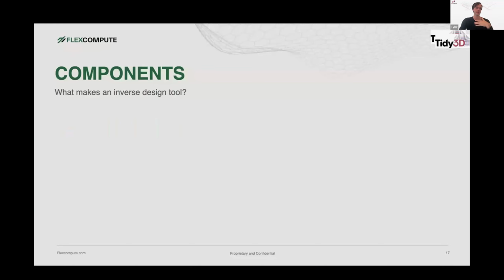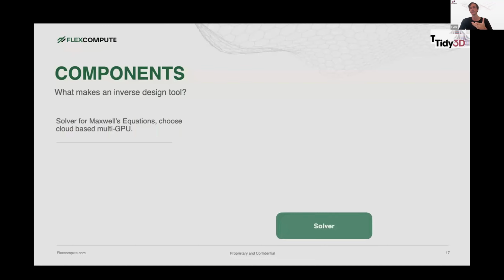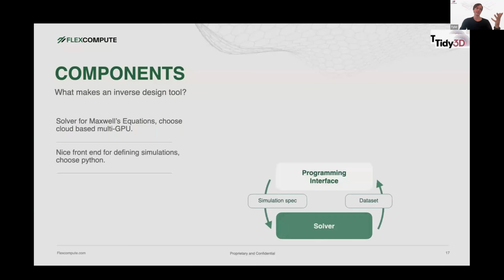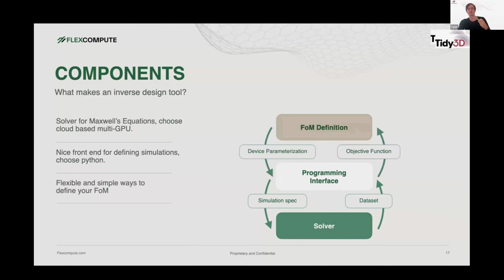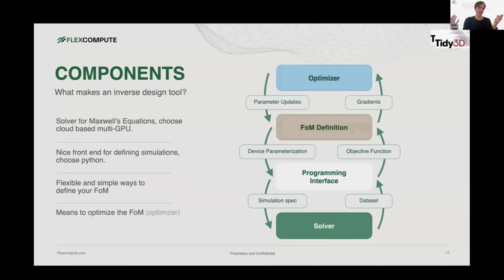First, I'll breeze through what components you need for an inverse design tool. Of course, we need some solver to solve the equations. We need a programming interface that allows you to talk to the solver and specify what you want to simulate. The crucial thing is we need a figure of merit definition, some way to define the problem we want to optimize for inverse design.